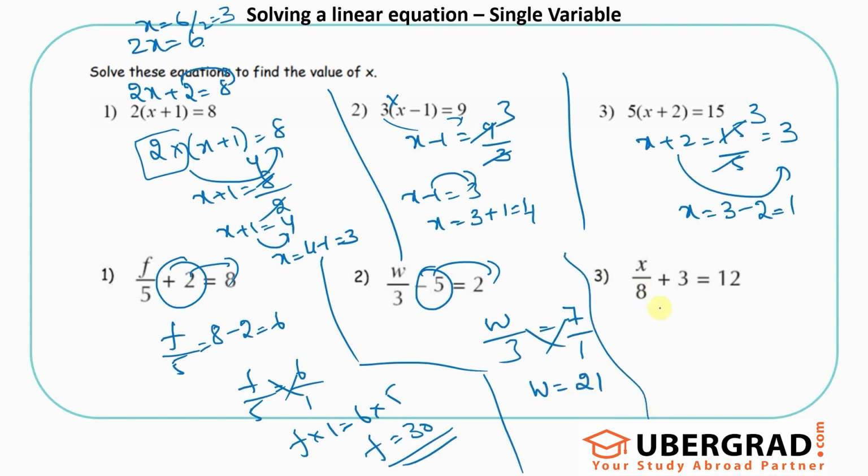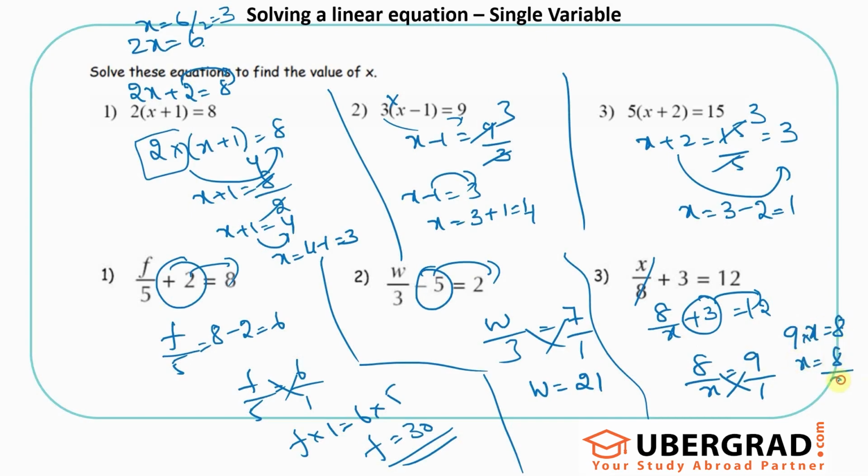Let me change this question a bit. Let's change this to 8 by x plus 3 is equal to 12. Okay, just to give a different experience. So same thing, I first send it this side, I get 8 by x is equal to 12 minus 3, which is 9. I cross multiply it, I get 9x is equal to 8 into 1. So 9 into x is 8, so x is equal to 8 by 9. That's the answer for this. As simple as that, right? That's what you should do for this question.